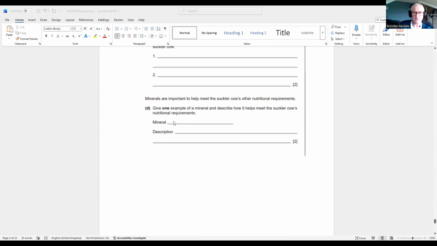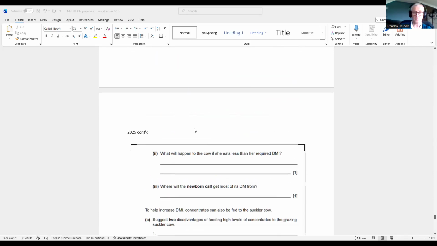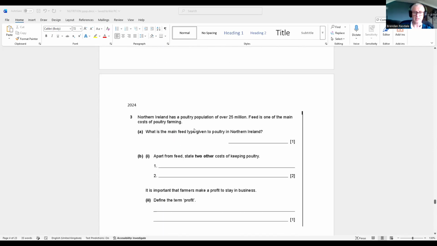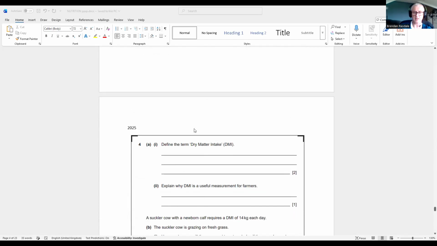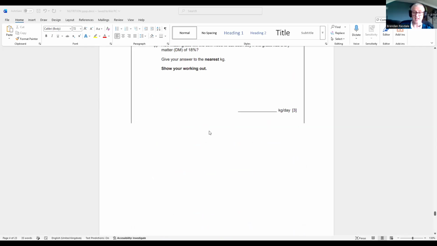So maybe there's a question. There you are. Funny there was a mineral and how it meets nutritional requirements, that was the only one. So there was no diagram in last year's, and there was no mix-up question about different types of stomach. But it's the one thing that you can say, it crops up every year.